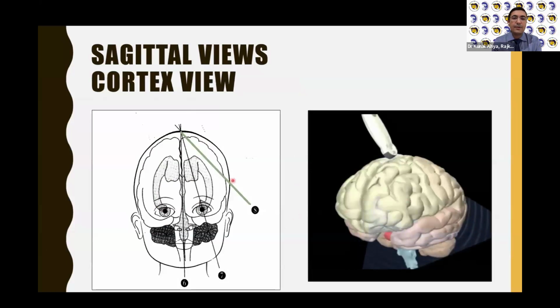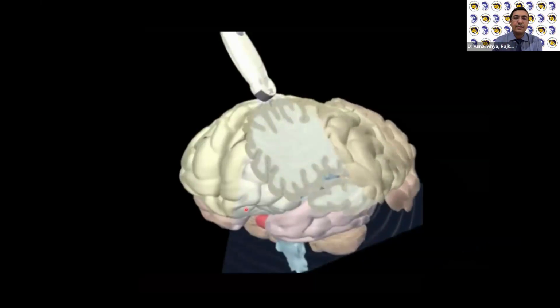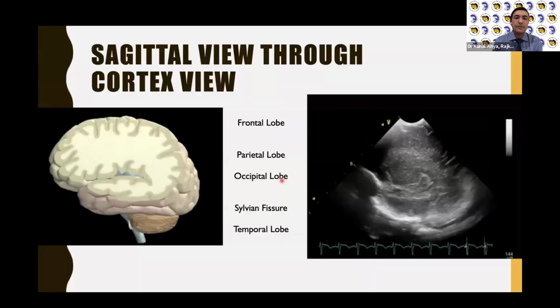Okay. Now, when you move it more laterally, this is the third sagittal view. So here you're tilting the probe more laterally, and the structures open up. Here you will see all of the cerebral cortex, so we'll have to identify the lobes. In the anterior part is the frontal lobe, the parietal lobe, and more posterior is the occipital lobe. Here is the sylvian fissure, which we had seen as the Y-shaped structure in the initial scans.